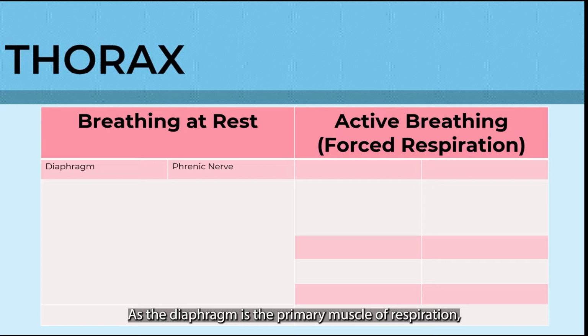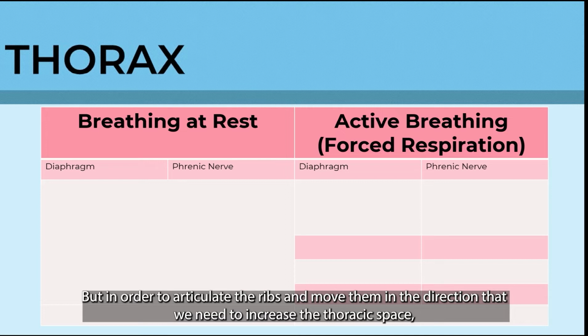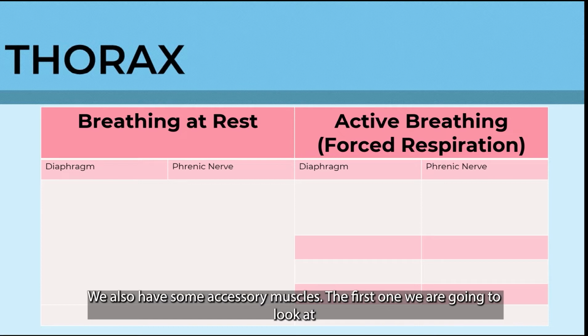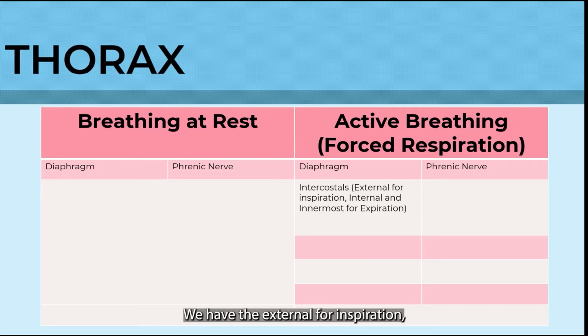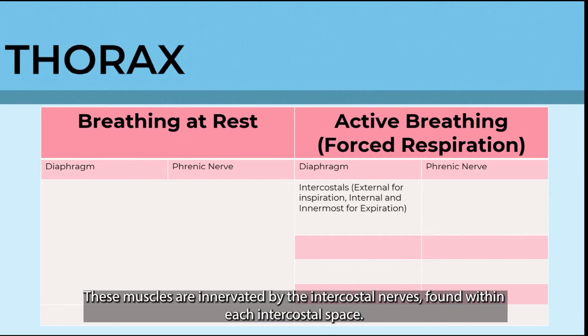As the diaphragm is the primary muscle of respiration, it is also involved in active breathing or forced respiration. But in order to articulate the ribs and move them in the direction that we need in order to increase the thoracic space, we also have some accessory muscles. The first one we're going to look at is the intercostals. So we have the external for inspiration and the internal and innermost for expiration, as in closing back the rib cage again. These muscles are innervated by the intercostal nerves found within each intercostal space.